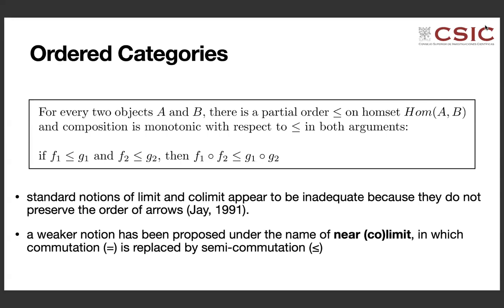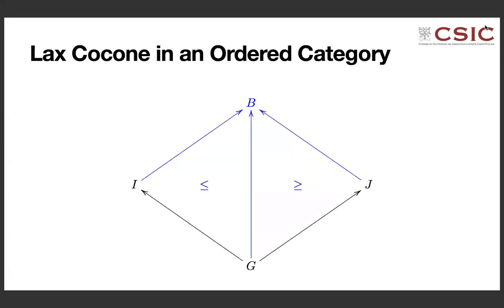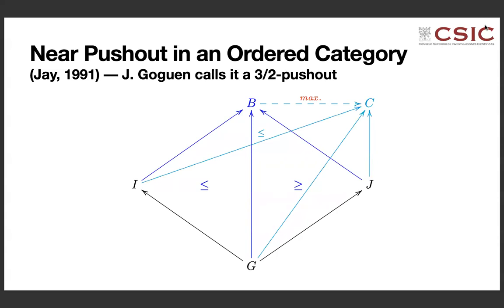Okay, so the idea is that what we ask are not cocones anymore, but lax cocones. That is, when we ask for these semi-commutation in these triangles, and then the near pushout is also when we ask that if there's another lax cocone, then there is an arrow between the two apexes that also semi-commutes, and we are looking for the maximal arrow in the partial order that satisfies this property. Joe Goguen has called this a three halves pushout, because he called his ordered categories three-half categories, because they lie in between normal categories and two-categories, but I will use the term near pushout that Barry J has suggested.